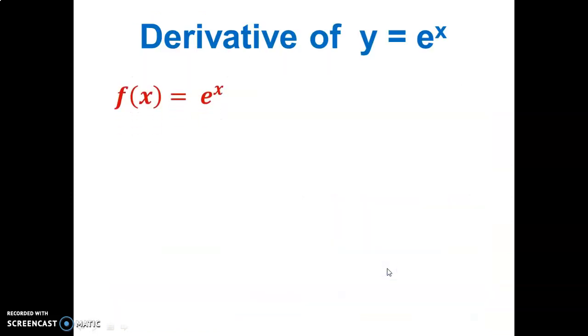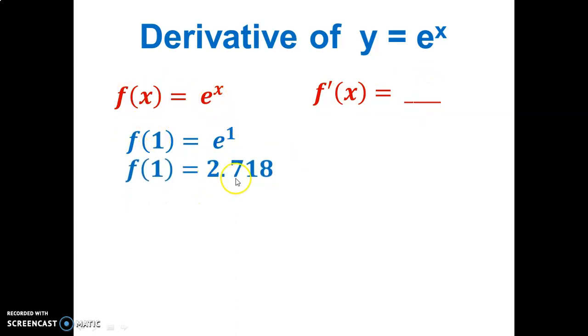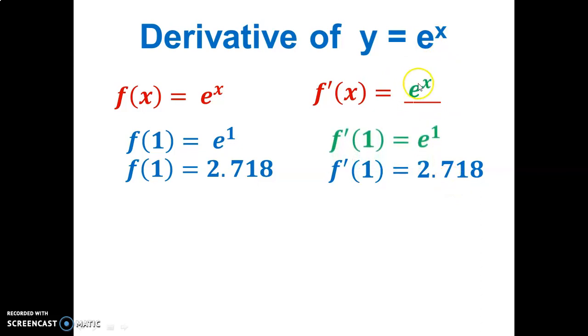We're going to look at the derivative of the function y equals e to the x. So here we are, that initial function, and we're going to check what the derivative of it is. To do that, we're going to think back to what we just did. When we put a 1 in there, we got e to the 1, which is 2.718. But also, when we put a 1 into the derivative function, we also got 2.718. So what does that tell you about the derivative? Well, I hope you're thinking it's obvious. The derivative must be e to the x.